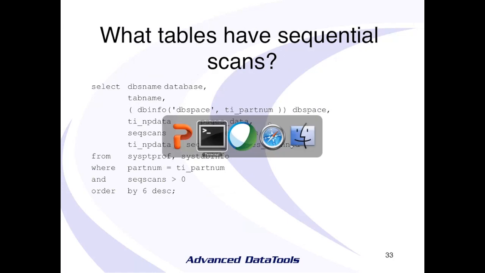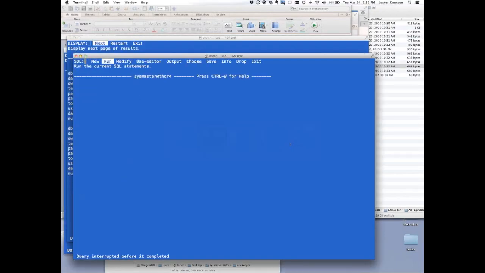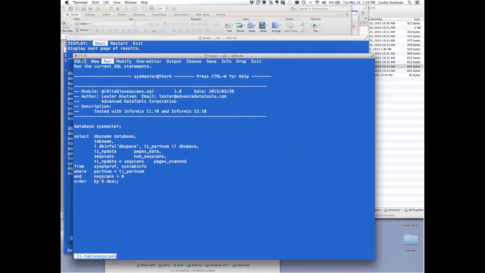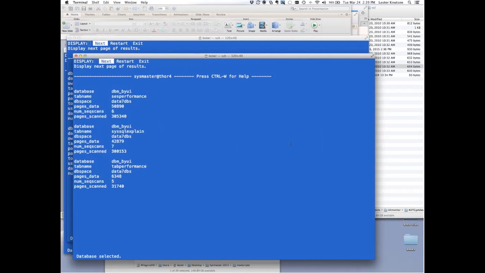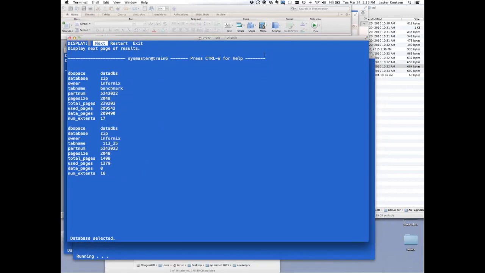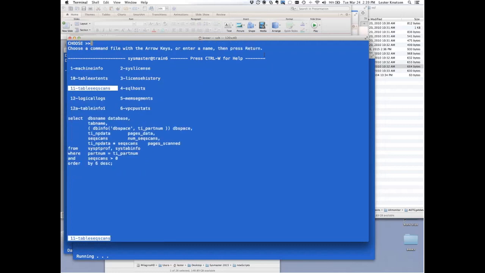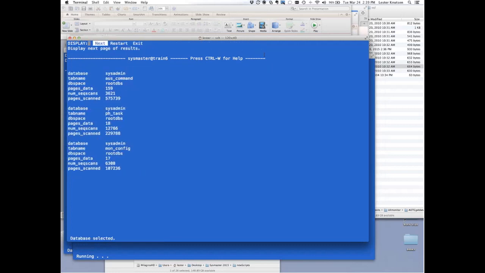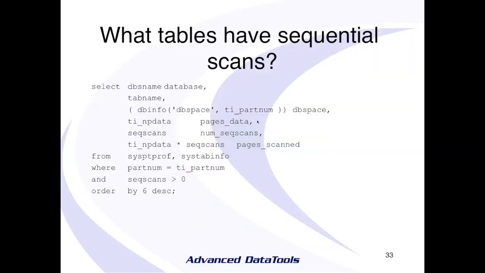And so let's take a look at this. Let's see. So this tells me I've got some scans here recently. Let's go over to another one here. And the AUS command table here has the most scans. But it gives you the idea of, based on data pages and number of scans, what you need to worry about. You really only need to worry about scans on big tables.